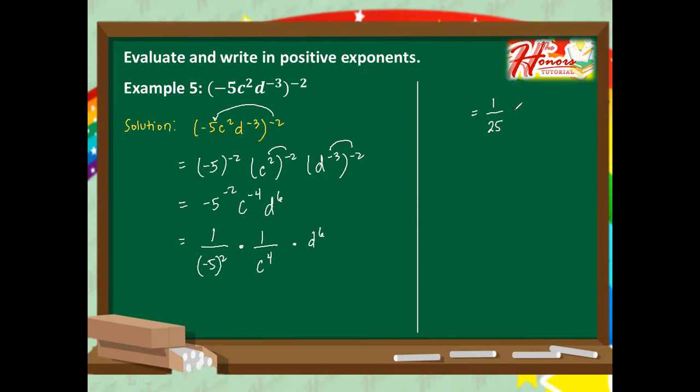And then times 1 over c raised to 4 times d raised to 6. Let's simplify. So since d raised to 6 is not a fraction, we are going to multiply it here in our numerators. So 1 times 1, that's 1 times d raised to 6, that is d raised to 6. And then for your denominator, 25 times c raised to 4 is 25 c raised to 4. And this is the final answer.